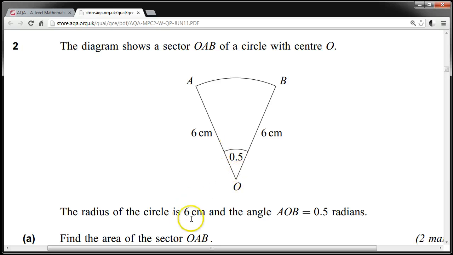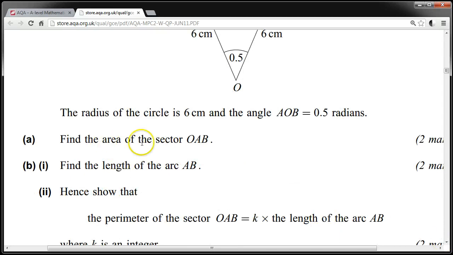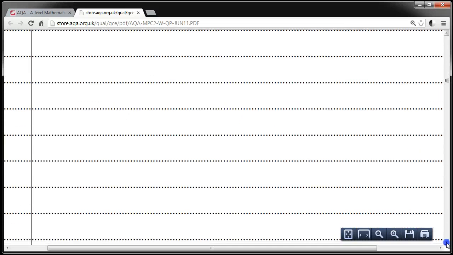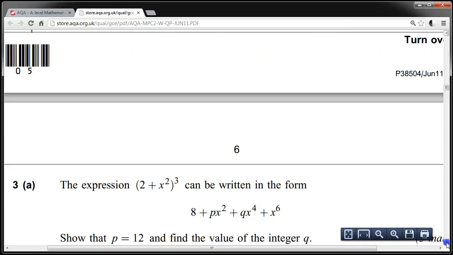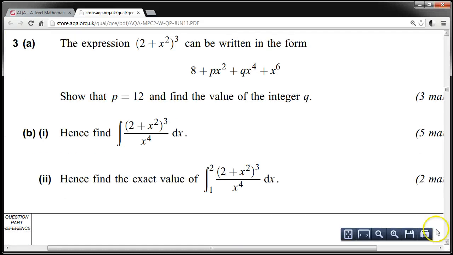Here's an area of a sector, radius, angle in radians. Find the area. So you just need to remember those simple formulae for area of sectors and arc length as well. And there's a simple thing here at the end. So again, that's a very user-friendly question. Question 2. So there's plenty of room in the paper itself to write down all the answers, and we have as much room as we could possibly wish for.